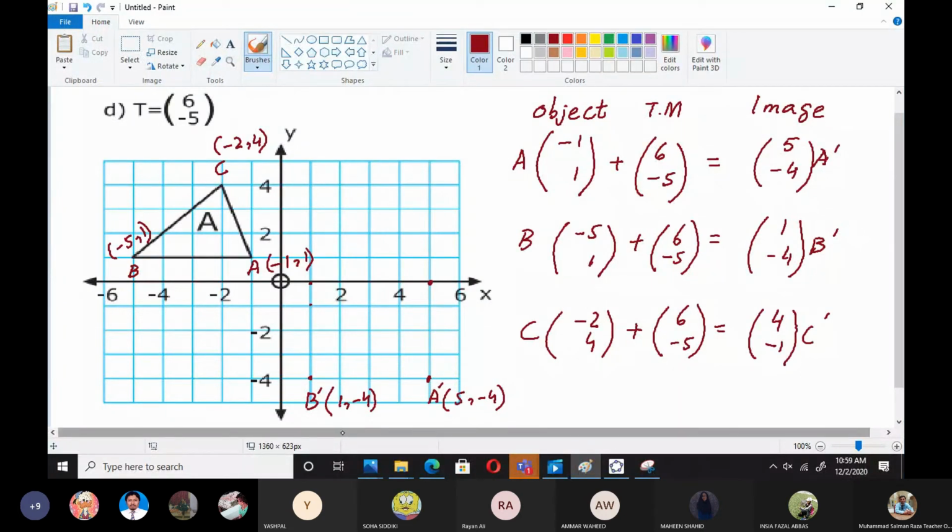Then I'm going to translate this C to C bar. I'm going to pick up a decent color and a straight line and join them together. And then this is it. So guys, congratulations again. We have got our A bar.